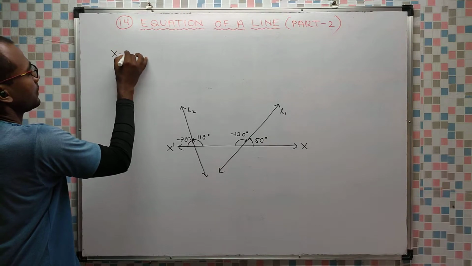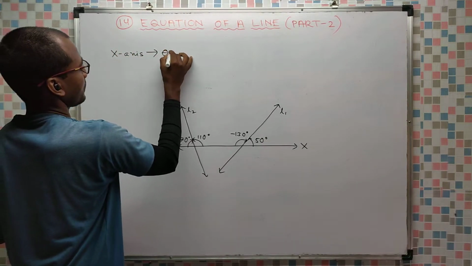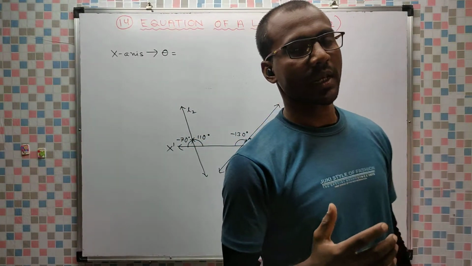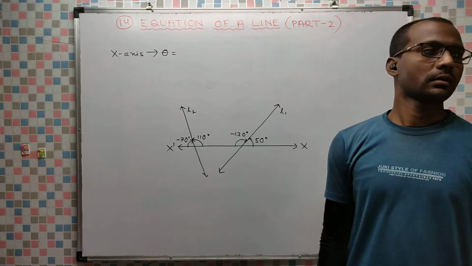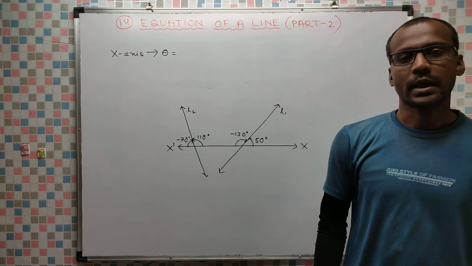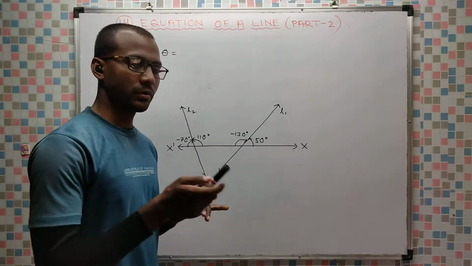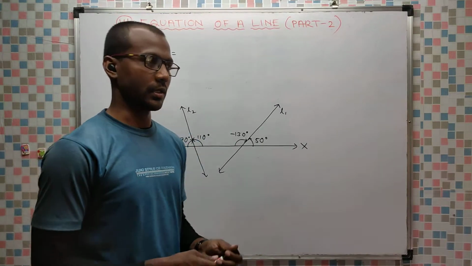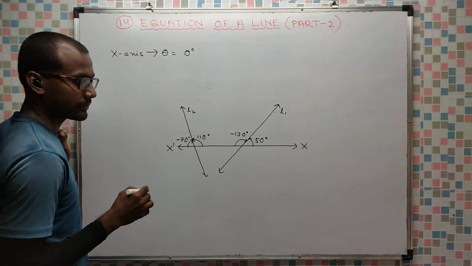First is the x-axis. What is theta for the x-axis? Means what is the angle of inclination of the x-axis? Angle of inclination of the x-axis means the angle between the x-axis and the x-axis itself. That will be 0 degree. Okay. So theta is 0 degree.